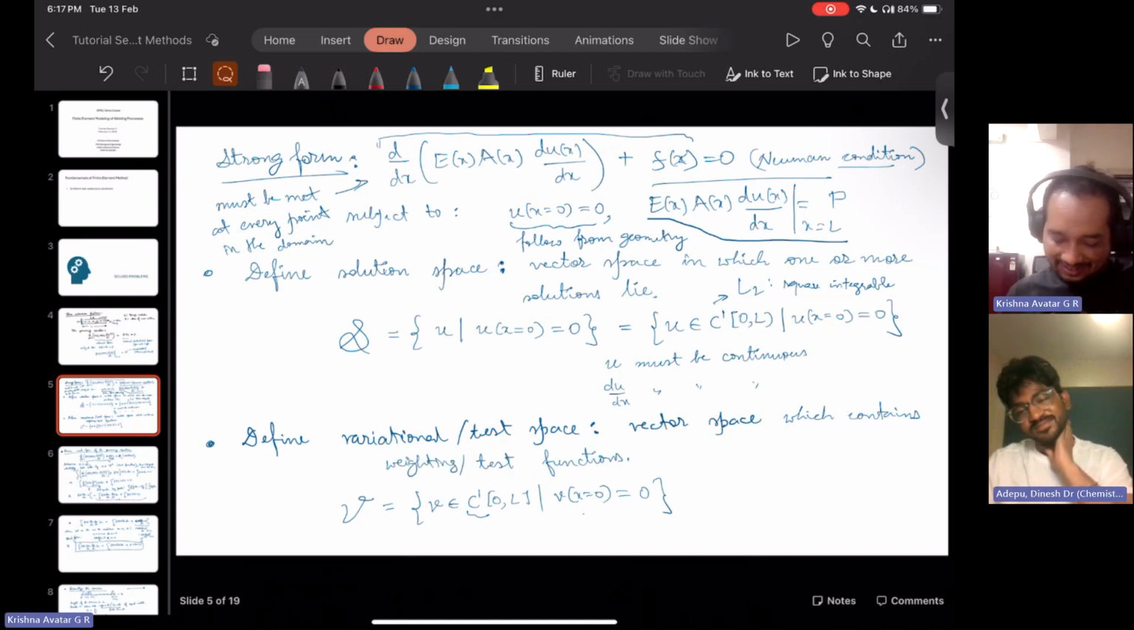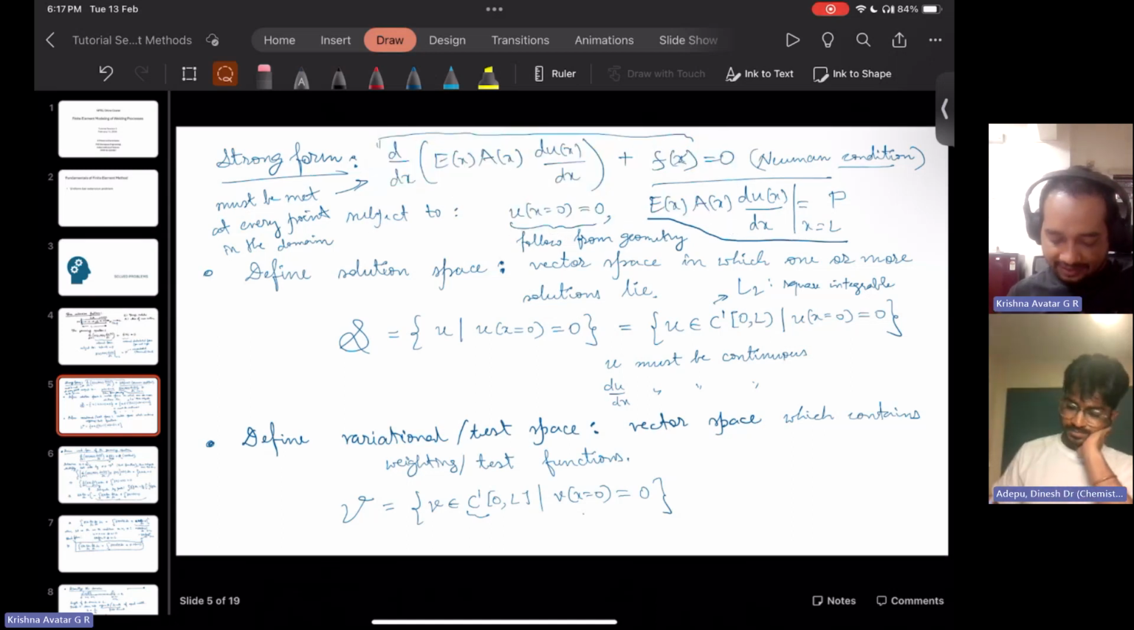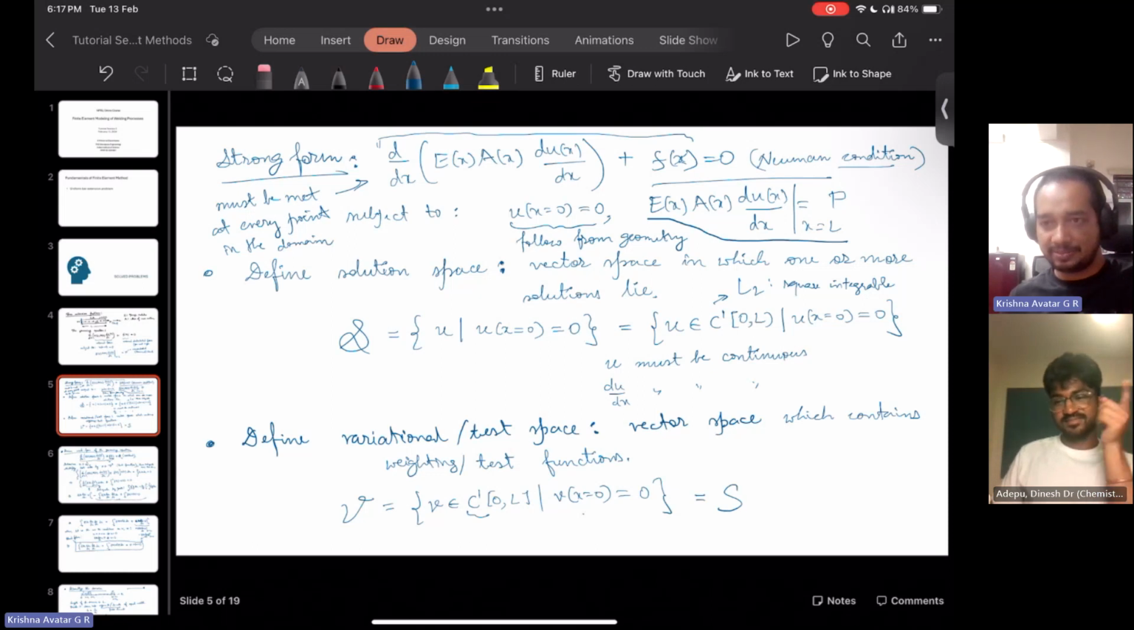From the structure of our problem, we'll see that the variational test space also has the same requirement: v should be an element of L2 functions, which is a more relaxed version, or C1, which is a more stringent condition. And v of x at x equal to 0 is 0, that's also a requirement. So our variational space is the same as the solution space.